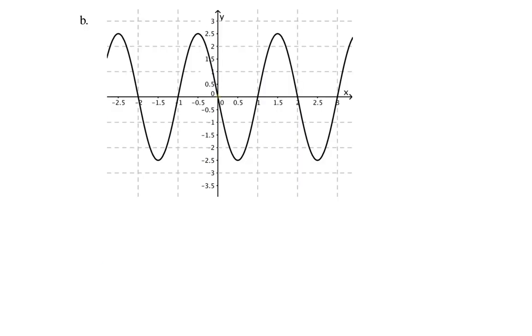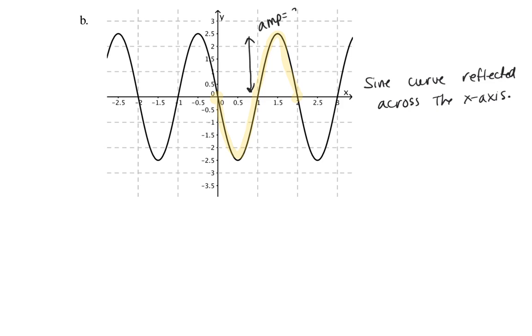Okay, let's try another one. I'm seeing a graph that could start here at the midline and go down, back up, and then end at the midline. So that is a sine curve that's been reflected across the x-axis. Okay, so let's see. Our amplitude goes from the midline up to the peak. So amplitude is 2.5, but because of that reflection, the a value is going to be negative 2.5. Okay, so let's use sine, negative 2.5 sine.